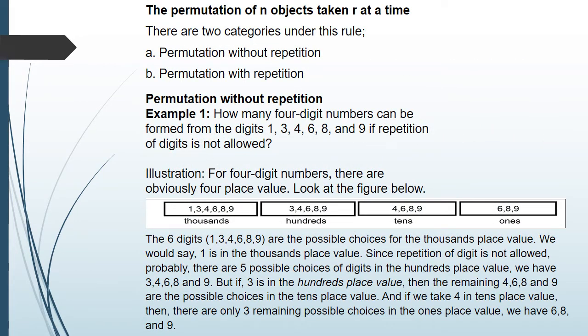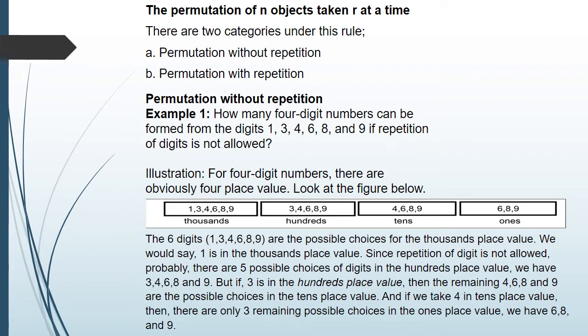The permutation of n objects taking r at a time. There are two categories under these rules: permutation without repetition and permutation with repetition. Permutation without repetition. Example: how many 4-digit numbers can be formed from the digits 1, 3, 4, 6, 8, and 9 if repetition of digits is not allowed?